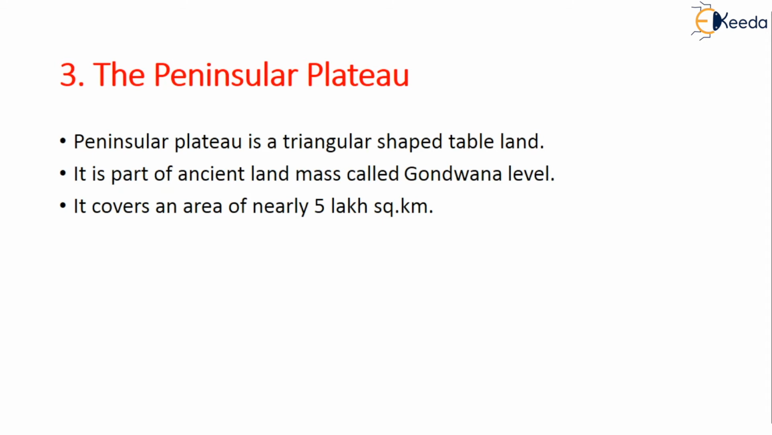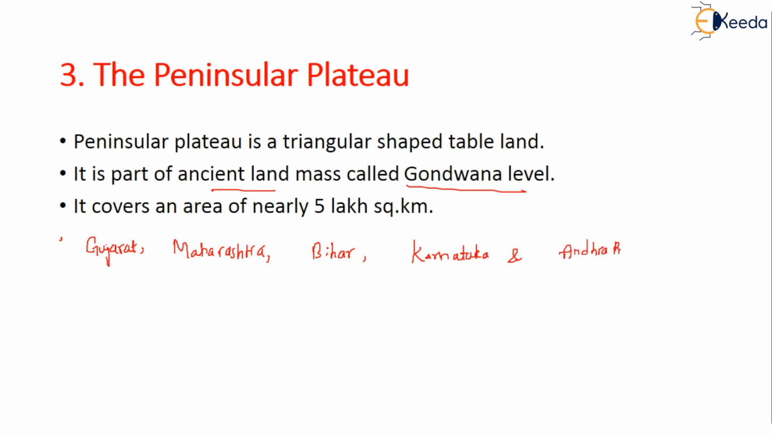Coming to the peninsular plateau, it is a triangular shaped tableland. It is also part of the ancient landmass called Gondwanaland. It mainly covers an area of 5 lakh square kilometers. It is spread over the states of Gujarat, Maharashtra, Bihar, Karnataka and Andhra Pradesh.